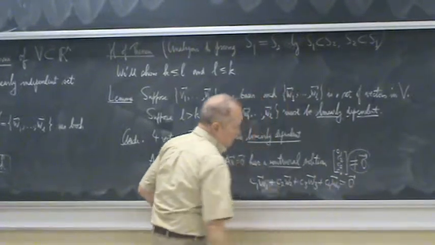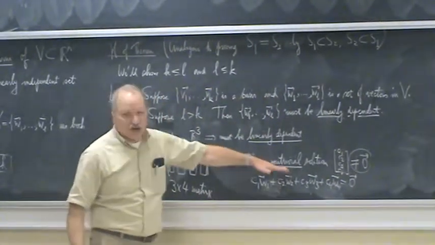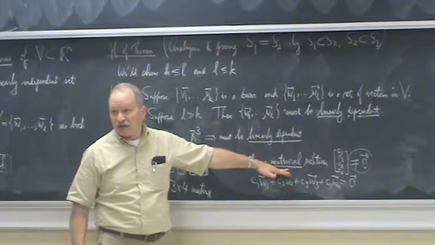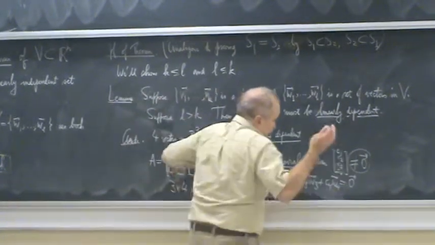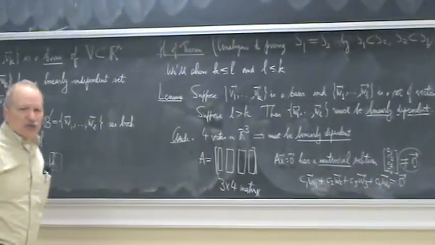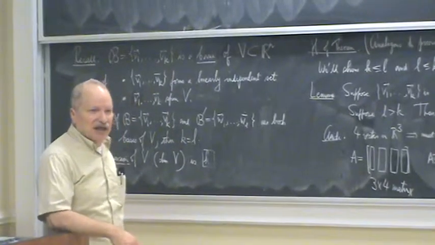That gives you a linear combination of the columns that's 0, and it's a non-trivial linear combination, therefore the vectors are dependent. So that's how the proof ought to go, except I have to disguise it slightly.